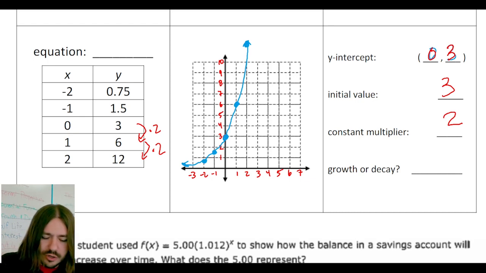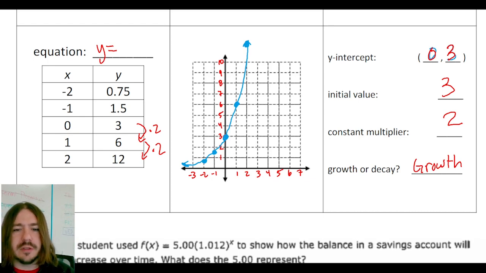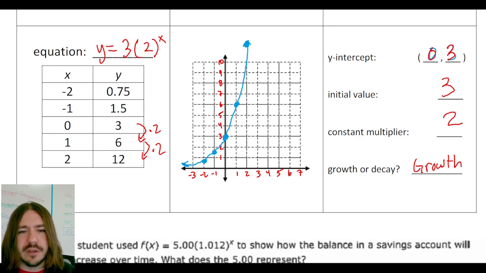And we can write our equation. y equals the y-intercept, which is 3, times the multiplier here, which is 2. So it should be 3 times 2 to the x. And that's how you write an equation and graph an exponential function given a table.